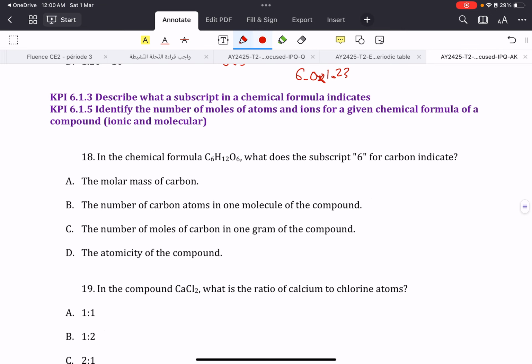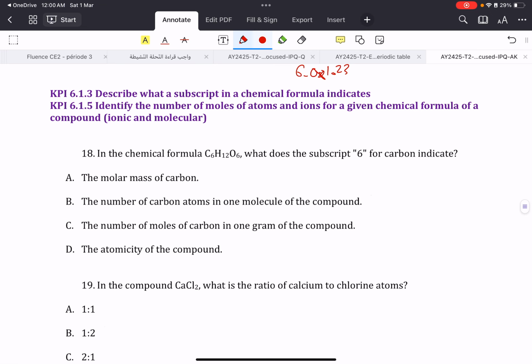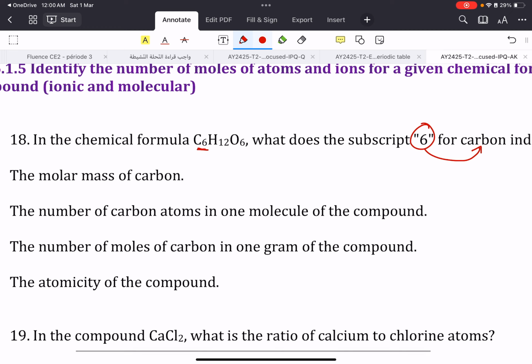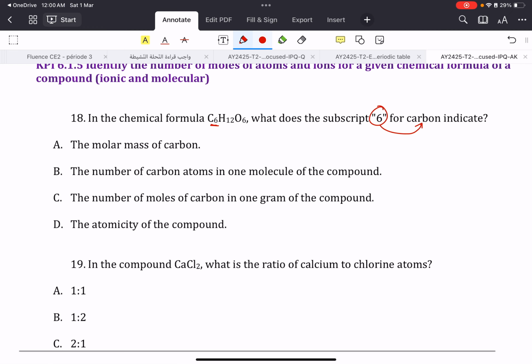Moving on, in the chemical formula C6H12O6, what does the subscript 6 for carbon indicate? This 6 means that in this formula I have 6 atoms of specifically carbon. So the number of carbon atoms in this compound is 6.